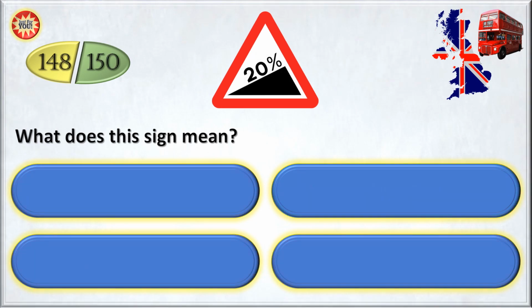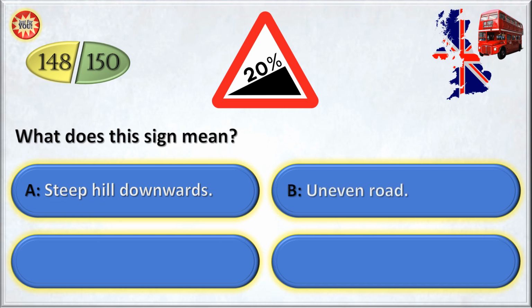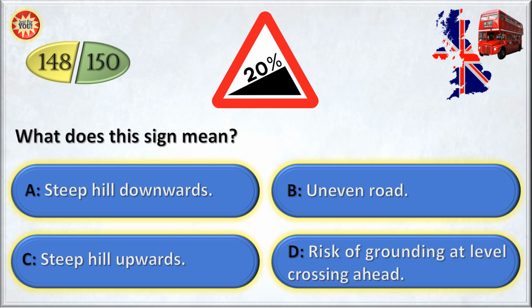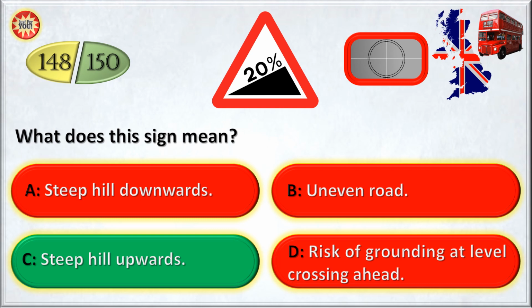What does this sign mean? Steep hill downwards. Uneven road. Steep hill upwards. Risk of grounding at level crossing ahead. Steep hill upwards.